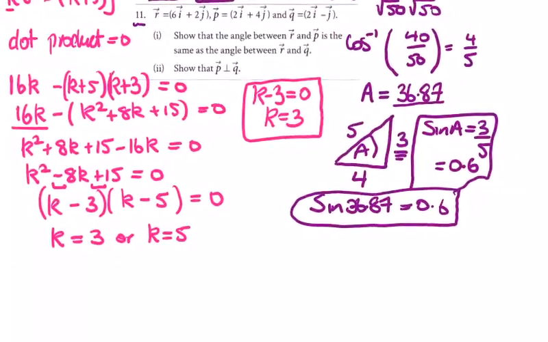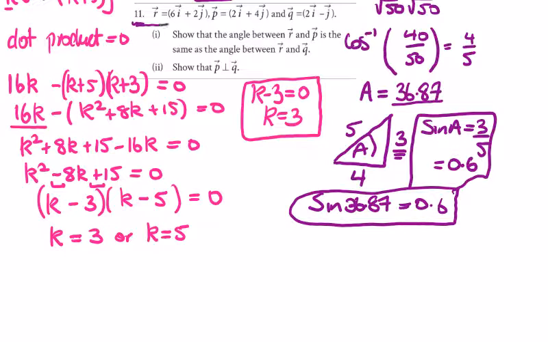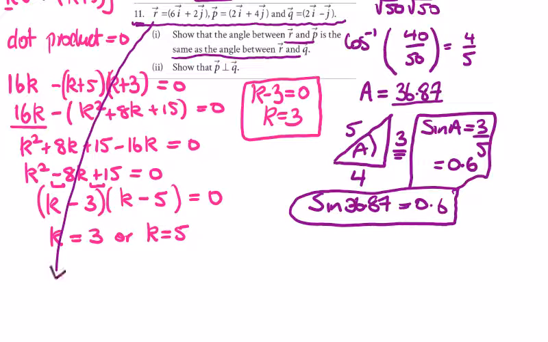We have R, P and Q. So we're just going to take our time always. We have loads of time to read these questions. There's never a rush. Show the angle between R and P is the same as the angle between R and Q. Okay, so we have two things, R and P first. So let's look at R and P down here.